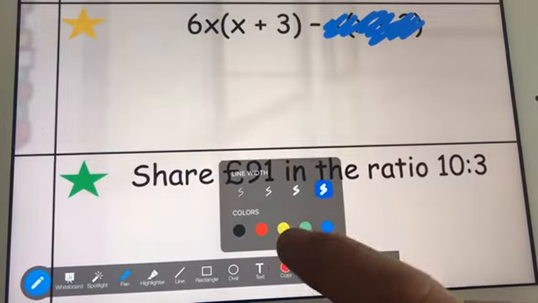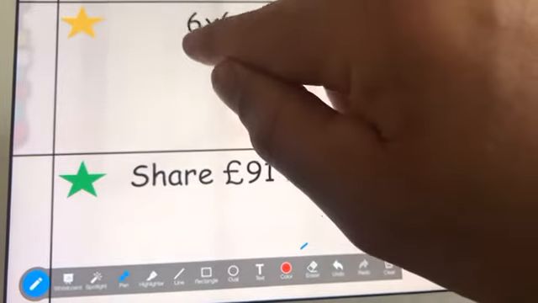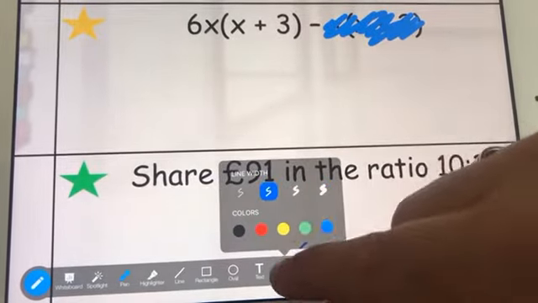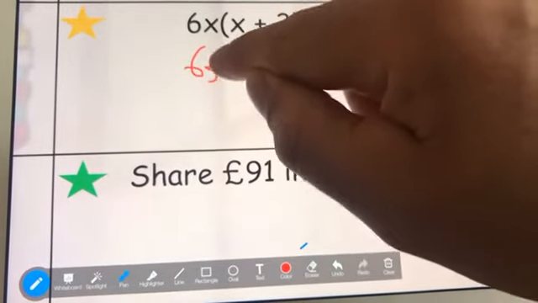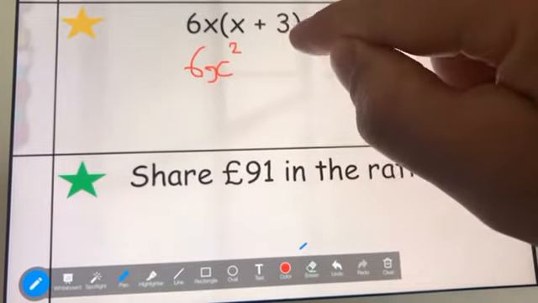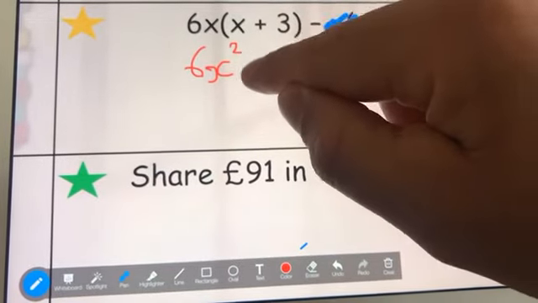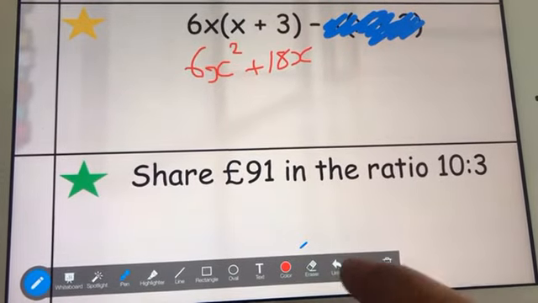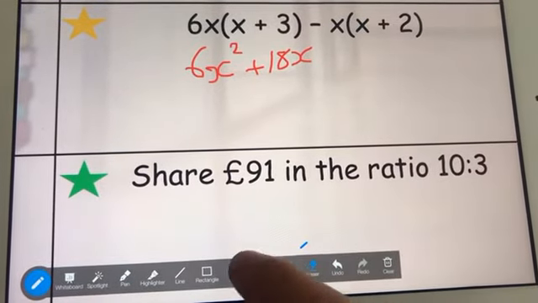Then, I've got 6 times x is 6x. Oh, I don't want to do that in chunky pen. 6 times x is 6x squared. 6x times 3 is 18x. Then I need this back now. I need to see what's under there again, so I'm just going to get rid of that.